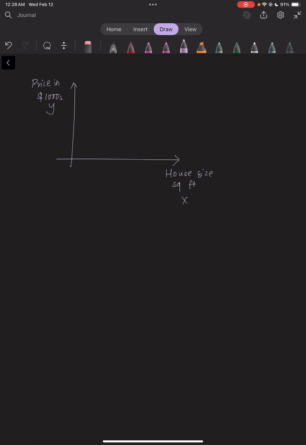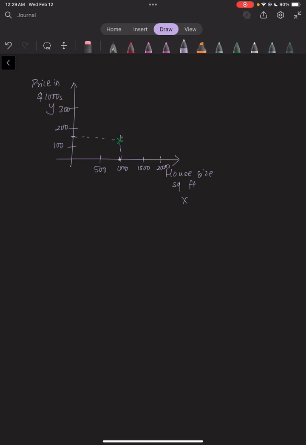Let's do 500, 1,000, 1,500, 2,000. And then for price, I'm going to go up to 300,000. I'm just going to keep it simple: 100,000, 200,000, and 300,000. So I have a house which is 1,000 square feet, and the price for this house is 150. So I go to 1,000, which is here, and then go all the way to 150, which is there. If I do this, then this is where one of my data points exists.